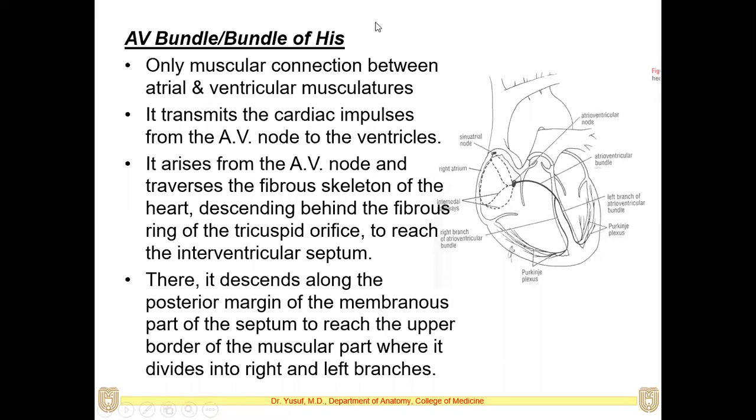It is also called the bundle of His. His is the scientist who found this, so that is called the bundle of His. It is the only muscular connection between the atrial and the ventricular musculature. So the only connection, the muscular connection.